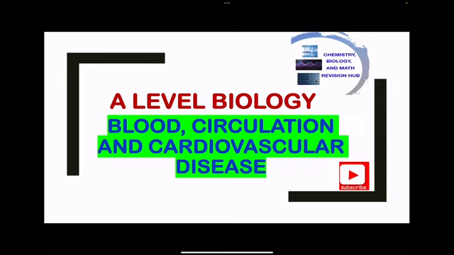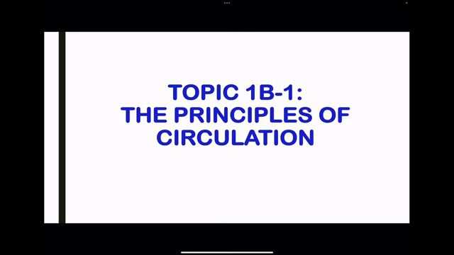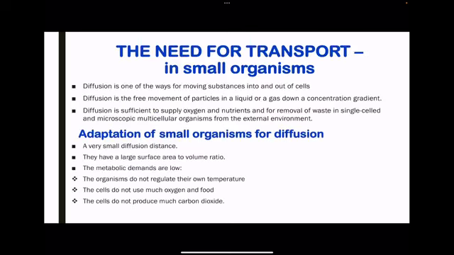Today we're doing the Pearson Edexcel International A-Level Biology topics, and this is topic 1B. Topic 1B1, the principles of circulation. So we begin by looking at the need for transport in small organisms.